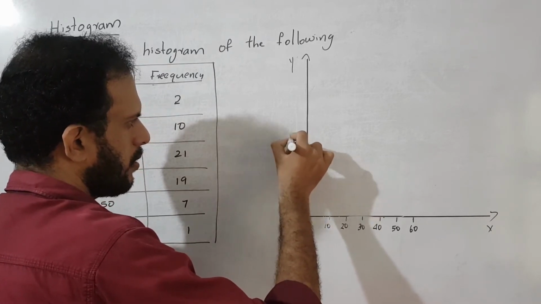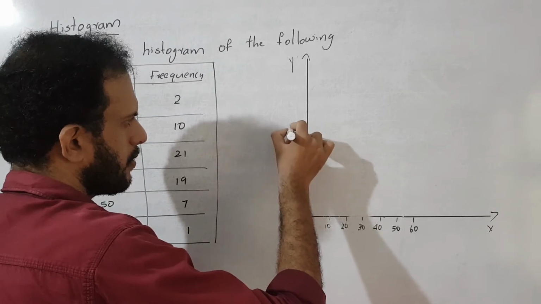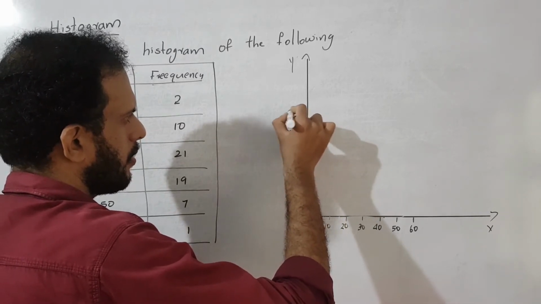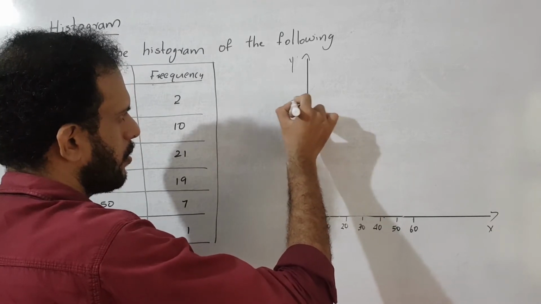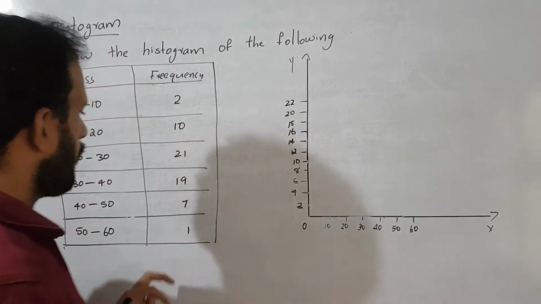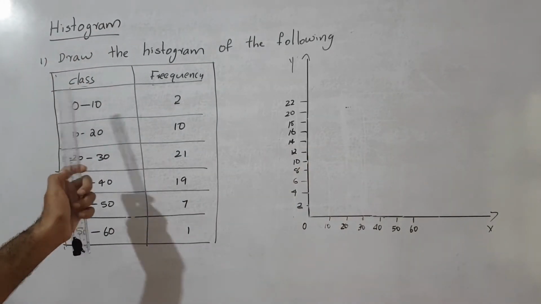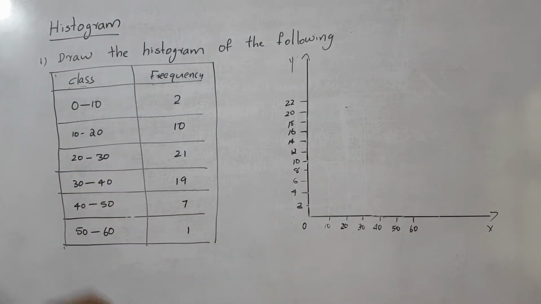12, 14, 16, 18, then 20, 22. 22 is enough to mark 21. Correct. So next we mark the frequencies, class and frequencies, as in where we start.